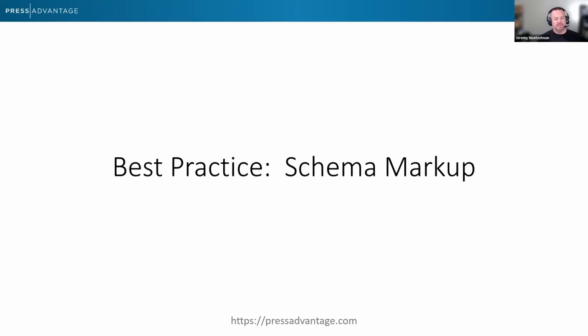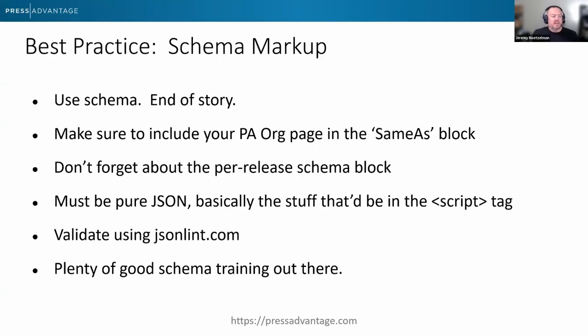Now let's talk about schema. So again, end of story, use schema. You should already have schema on your website. If it's WordPress and you're using Yoast, it's generating schema for you. You've got schema somewhere, most likely. If you don't, there's a lot of good training out there to figure out how to get some schema. You can write into support if you really don't know, and we can send you a couple of links. But you definitely want to use schema.